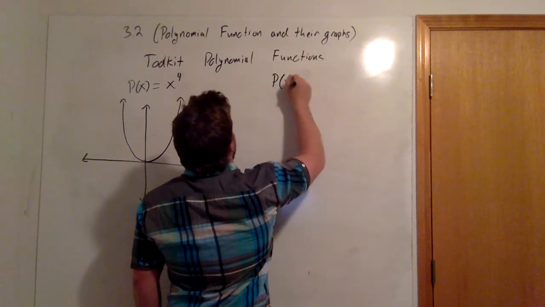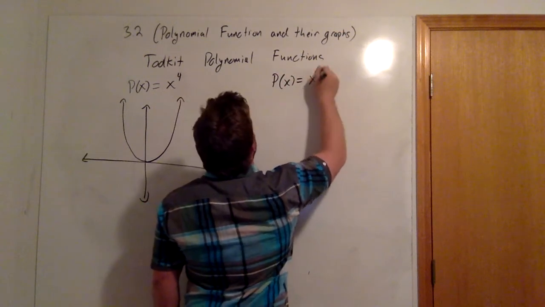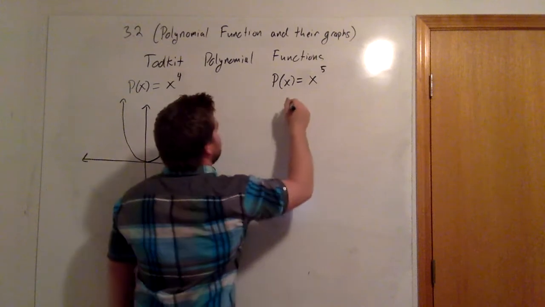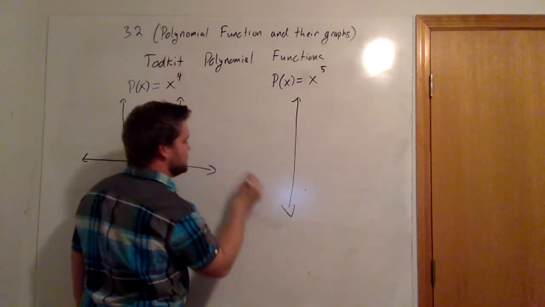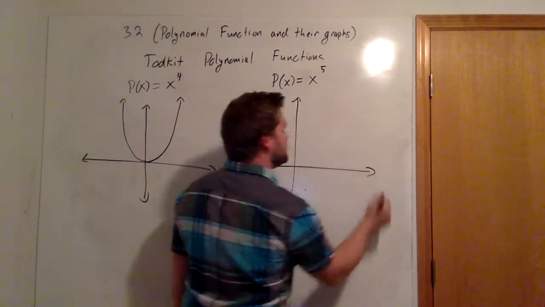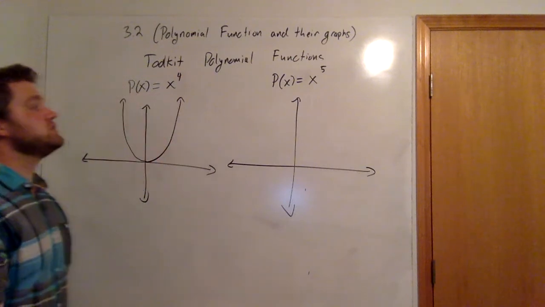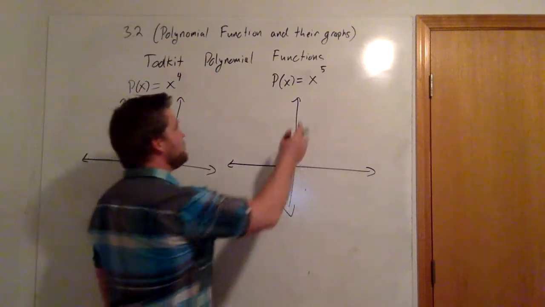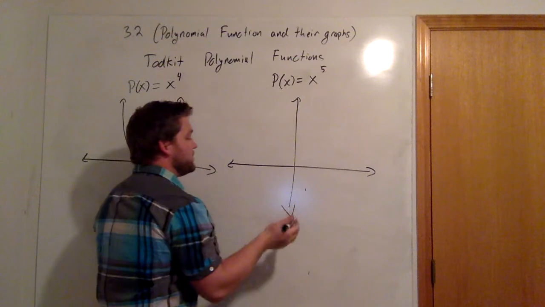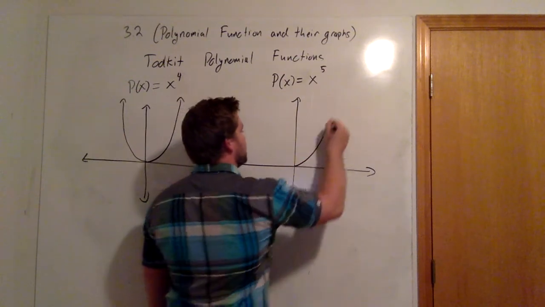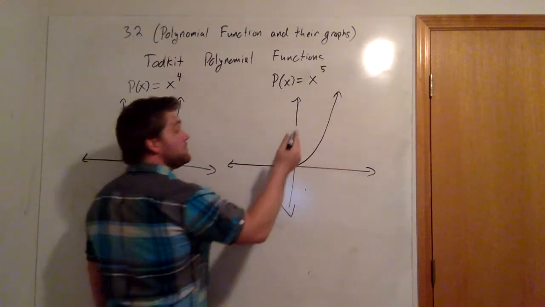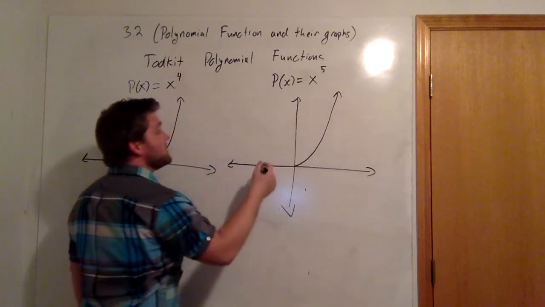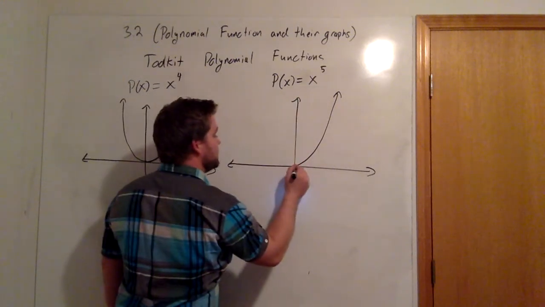Similarly, if I have p of x, which is equal to x to the 5th, what is this going to look like? Well, I hope you believe this is going to look a lot like x cubed. If I plug in a positive value and multiply it by itself 5 times, I'm still going to get a positive value. If I plug in a negative number and multiply by itself 5 times, it's going to be negative.